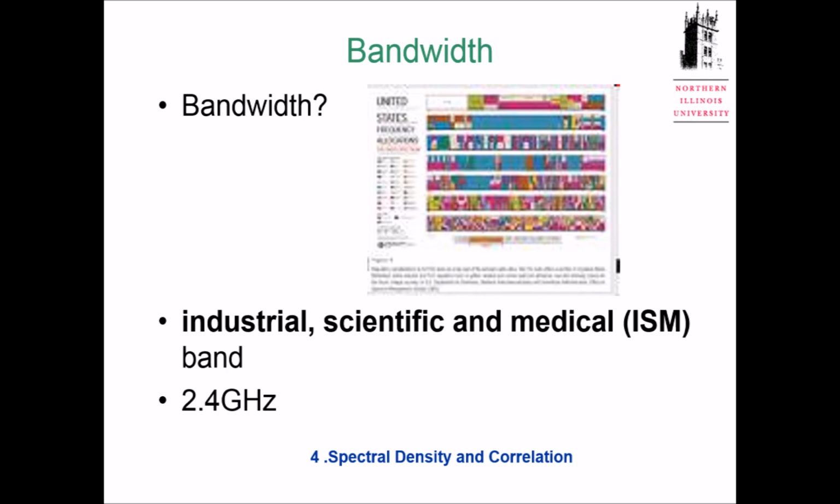And last time we also mentioned that most of the good bandwidths are taken and paid for by different users. However, there are still some free bandwidths you can use. We call it ISM, for example 2.4 GHz and also 5 GHz, 915 MHz. Industrial, scientific, and medical, we call it the ISM band. In those ISM bands, it's free, you can just use your device in this band, you don't have to pay.